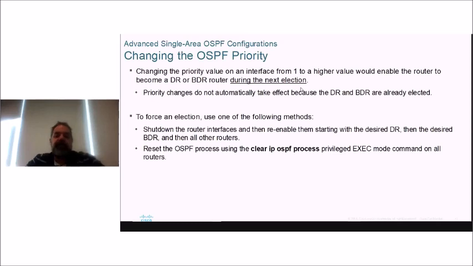Changing the priority of an interface from 1 to a higher value would enable that router to become DR or BDR during the next election. It doesn't happen straight away. To force an election, you can either shut down the interfaces and restart them again, or you can do clear ip ospf process, and that will do that as well.